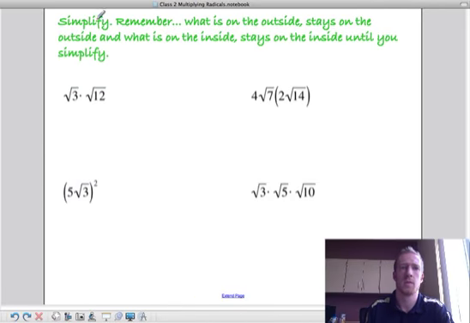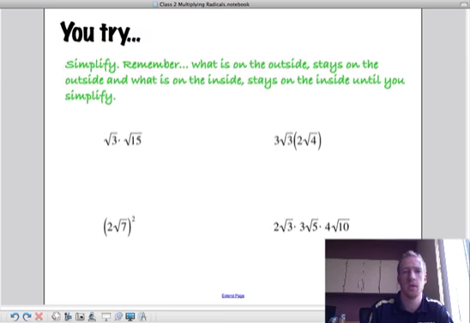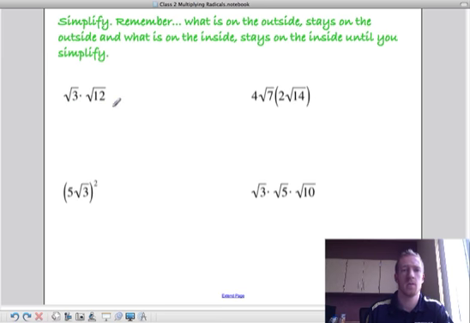So, simplify. Remember, what's on the outside stays on the outside. What's on the inside stays on the inside until you simplify. Okay, so let's do just a few more examples. And then these are your U-tries. So, a few more examples here.